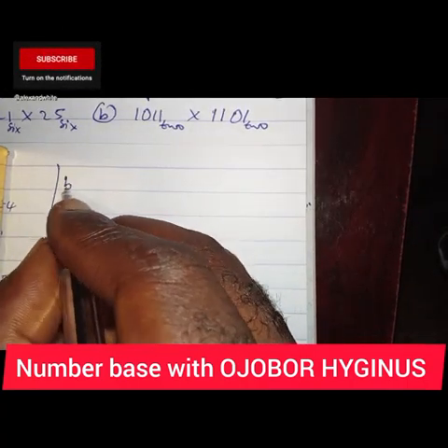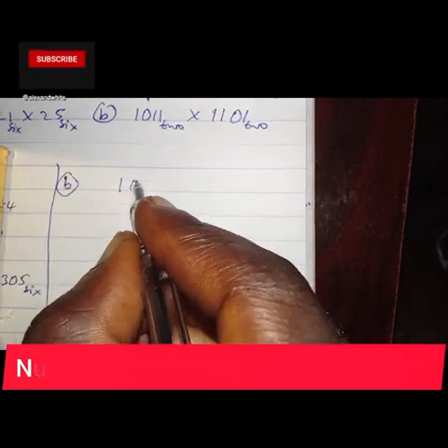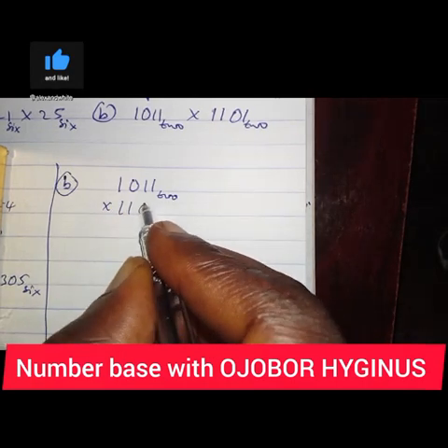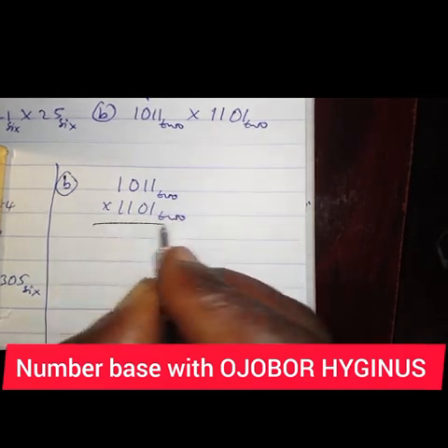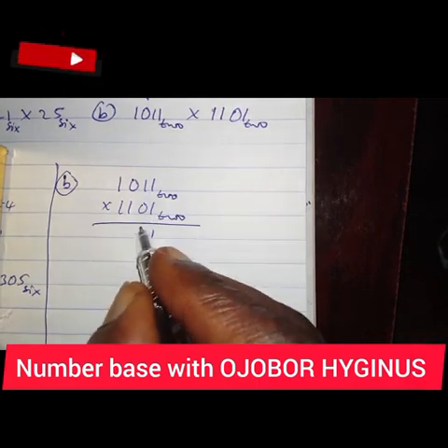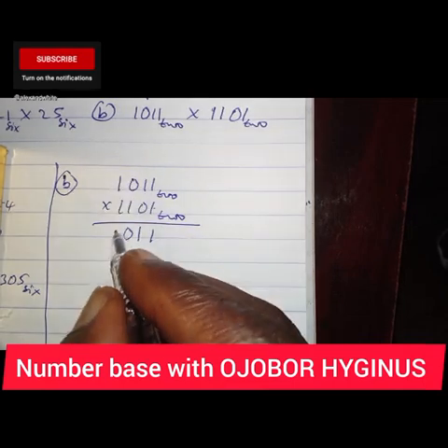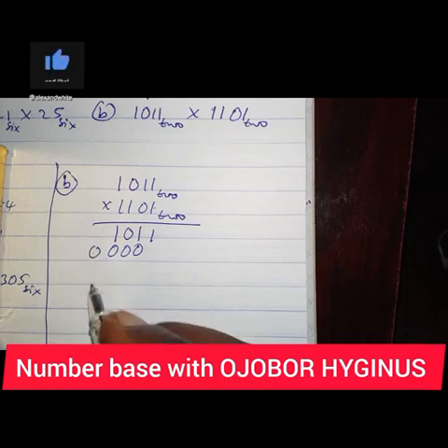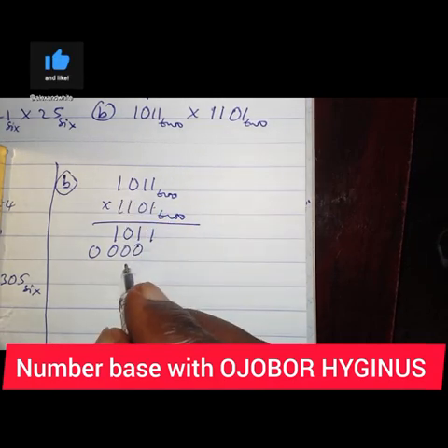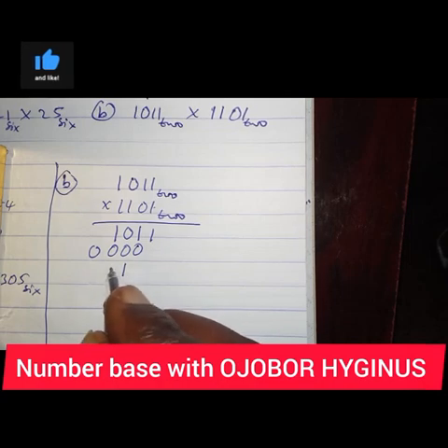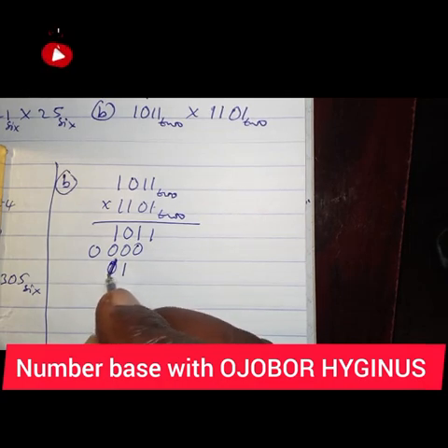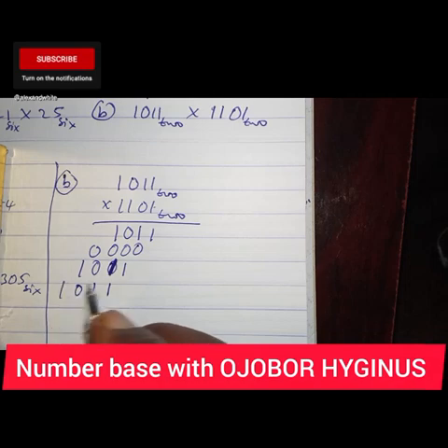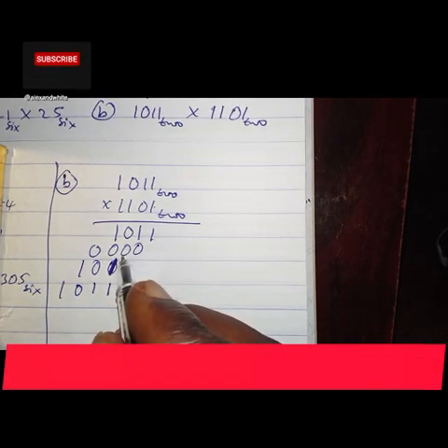Then the second question is 1011 base 2 times 1101 base 2. We do the same. 1 times 1 is 1, 1 times 1 is 1, 1 times 0 is 0, 1 times 1 is 1. The next one is 0, of course, 0 multiplied by all of them will give you 0, 0, 0, 0. The next is 1, 1 multiplied will give you 1, 0, 1, 1, 0, 1. Then 1 multiplied again will give you 1, 1, 0, 1. Of course, the place position shifts by 1.